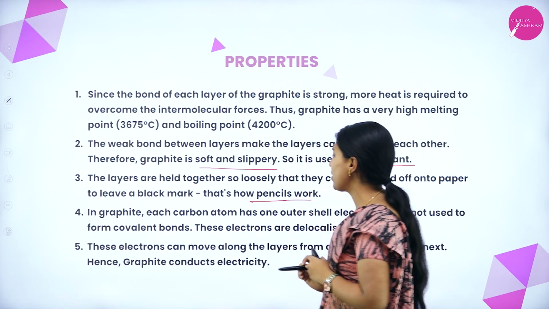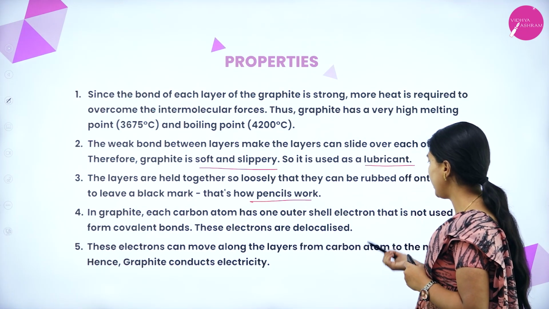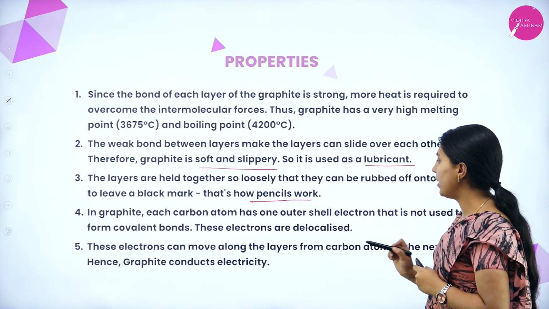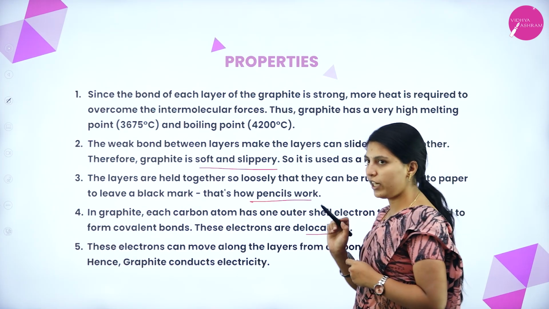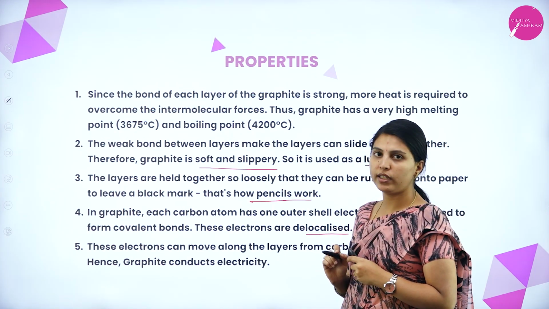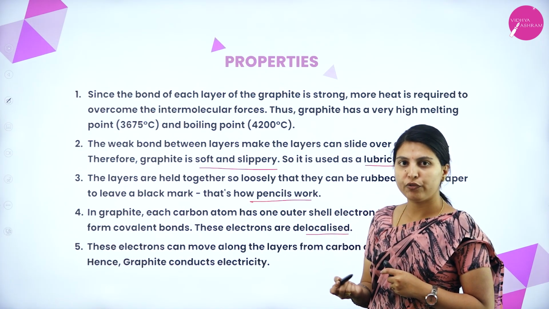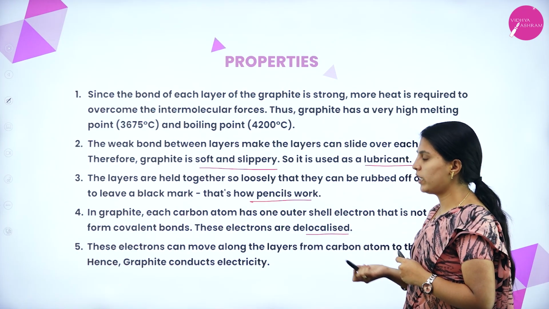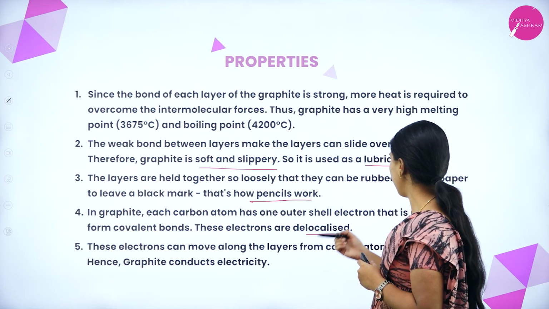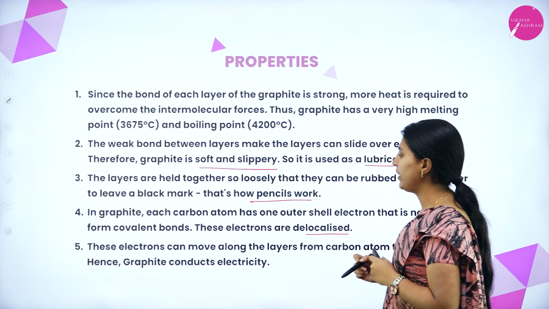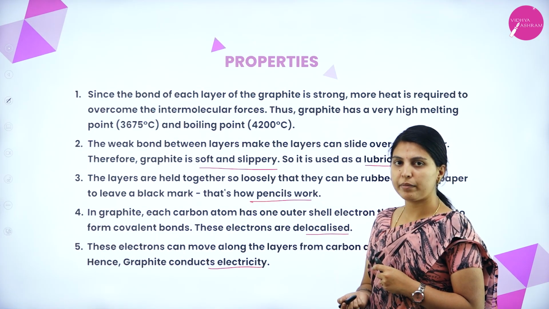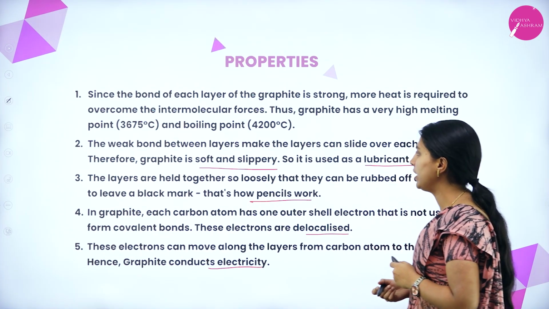In graphite, each carbon atom has one outer shell electron that is not used to form covalent bonds. These electrons are delocalized. One electron per atom is freely available in graphite. Those electrons do not undergo covalent bond formation, so they can delocalize very easily. These electrons can move along the layers from one carbon atom to the next, hence graphite conducts electricity. It can move from one carbon to another carbon, so it conducts electricity very easily.